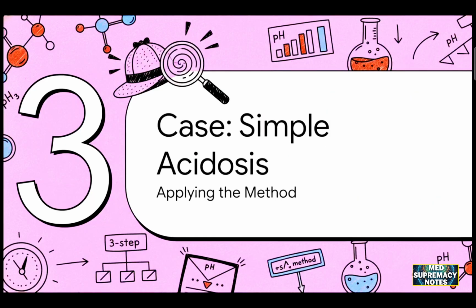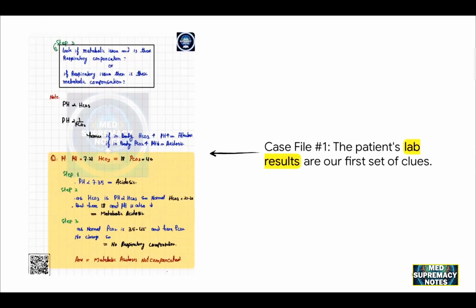Okay, time to put on our detective hats. We're going to apply our new 3-step method to our very first case. Let's see how it goes. Here are the labs. We've got a pH of 7.21, an HCO3 of 18, and a PCO2 of 40. Now don't worry, we're going to walk through this step by step together.